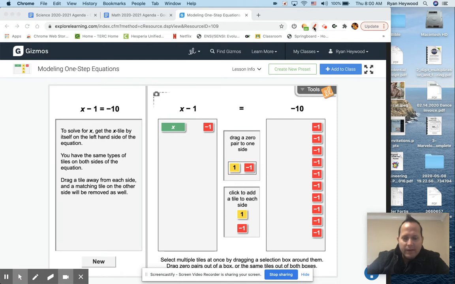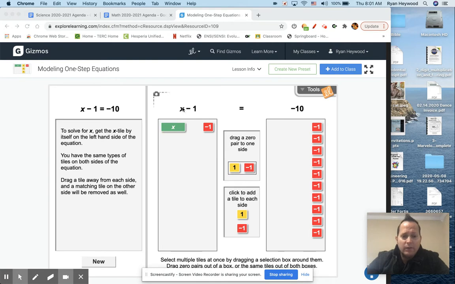All right. And then it tells us to solve for x, we need to get the x all by itself, right? So we want to get rid of everything else on this side other than x. You might remember when we talked about zero pairs earlier in the year, and a zero pair will cancel each other out. So if you have a negative one and a positive one, they make zero.